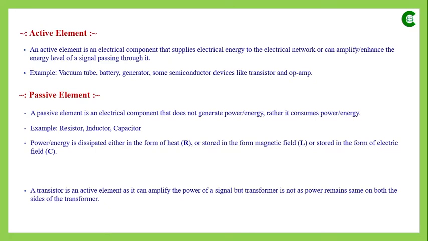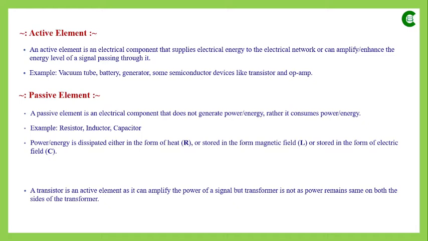And passive elements are those elements in an electrical network which don't generate power or energy, rather they consume electrical power or energy. As examples, we can say resistor, inductor and capacitor. These are the elements which don't generate any electrical power or energy in that electrical network, rather they consume that electrical energy or power.